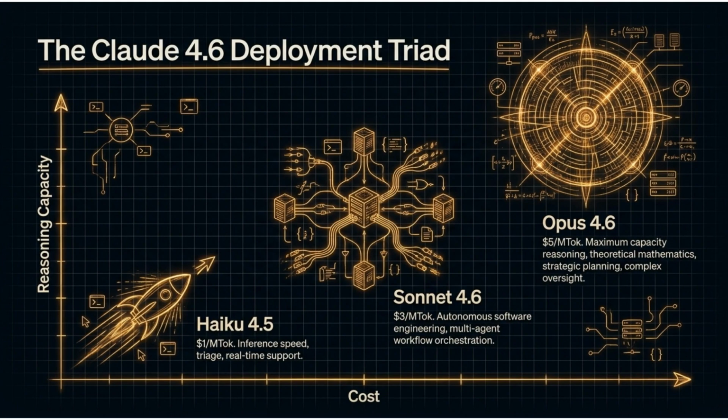The Claude 4.6 deployment triad illustrates a trade-off between reasoning capacity and cost. Haiku 4.5 offers fast inference. Sonnet 4.6 supports multi-agent workflow orchestration. Opus 4.6 provides maximum capacity for complex oversight and strategic planning.